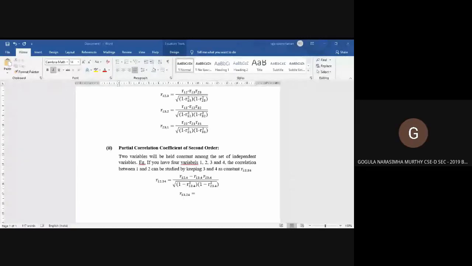R13.4 minus R12.4 into R32.4, whole divided by the same thing, whatever you wrote here for 12.4. Great. Same thing, what is coming in the numerator, subtraction, you'll use here. That's what you are also saying, right?